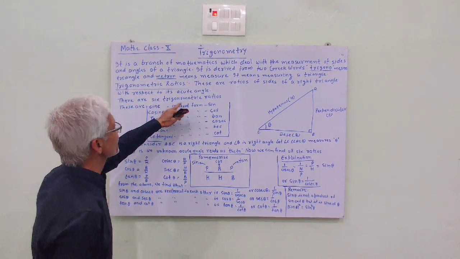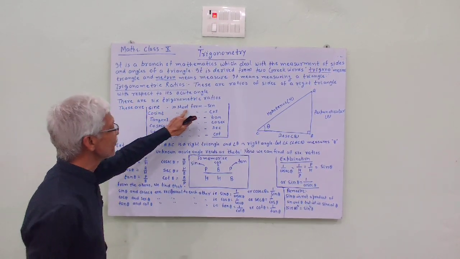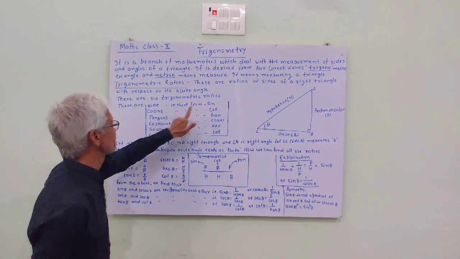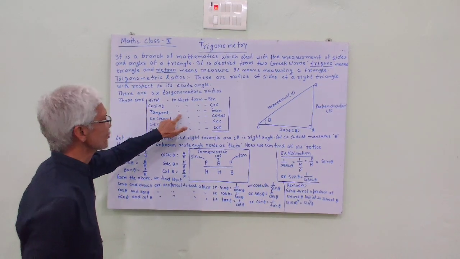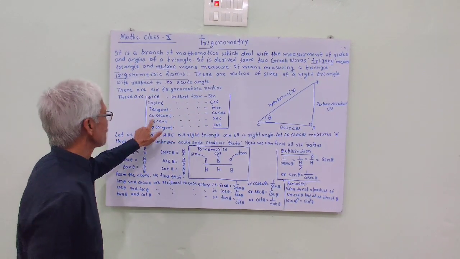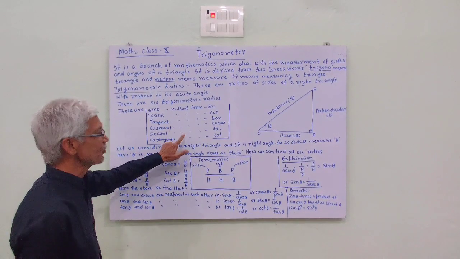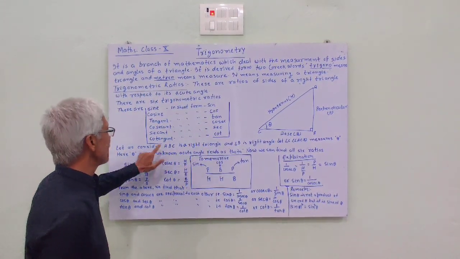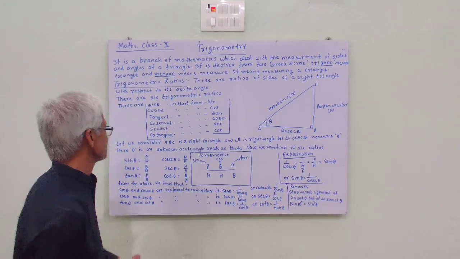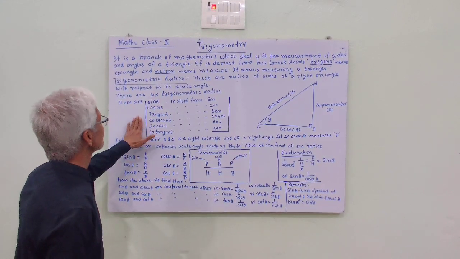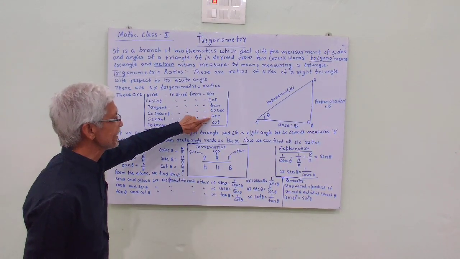These trigonometric ratios are six. There are six trigonometric ratios. These are sine, in short form written as sin. Cosine, in short form written as cos. Tangent, in short form written as tan. Cosecant, in short form written as cosec. Secant, in short form written as sec. And cotangent, in short form written as only cot. These are the six trigonometric ratios which you have to remember: sin, cos, tan, cosec, sec and cot.